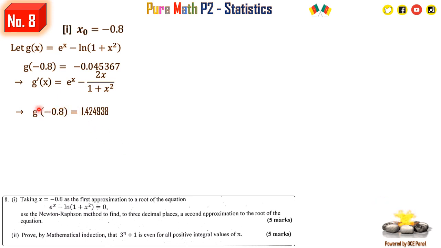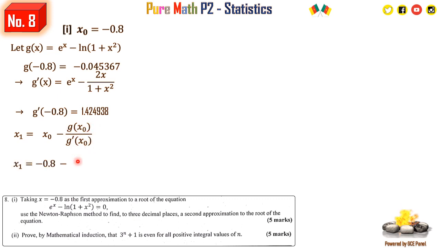So we need g prime of x0 and g of x0 to actually apply the Newton-Raphson method, which states that the second root, written as x1, because the first root is x0, the second root x1 is equal to x0 minus g of x0 on g prime of x0.